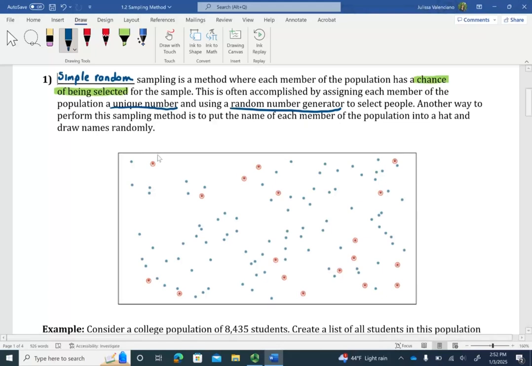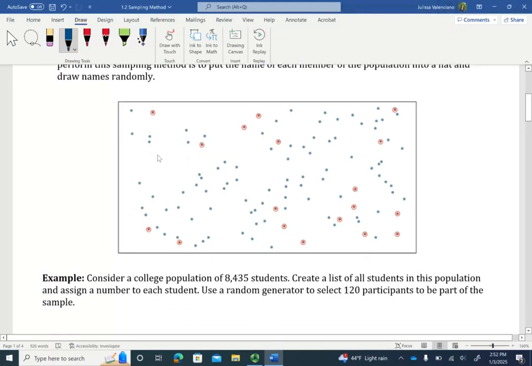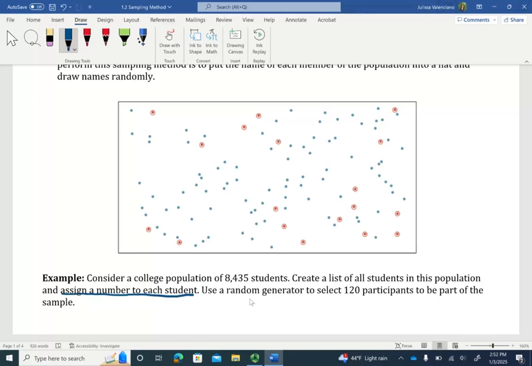And so let me give you an example. So consider a college population of 8,435 students. If you're using a simple random sample, you would create a list of all the students in the population and you would assign a number to each student. Then you would use a random generator to select 120 participants to be part of the sample. You can use this visual to help you visualize the example.